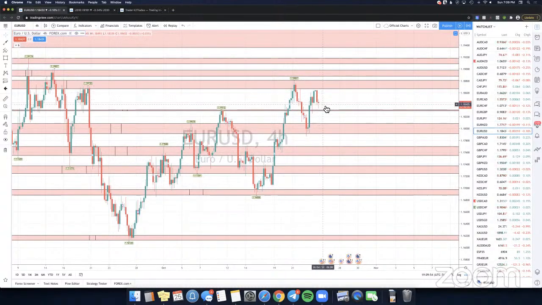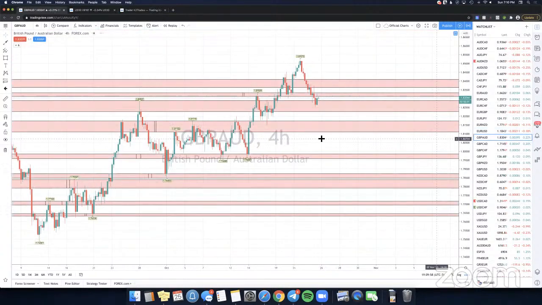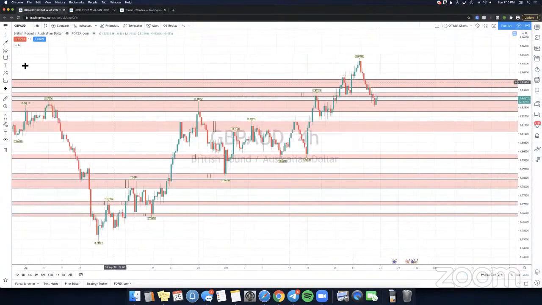I gave you guys parameters, so if you want to take a look at that, feel free. We're going to move down to the next one, GA right here. I'm going to see if the zones match up with the ones from last week.